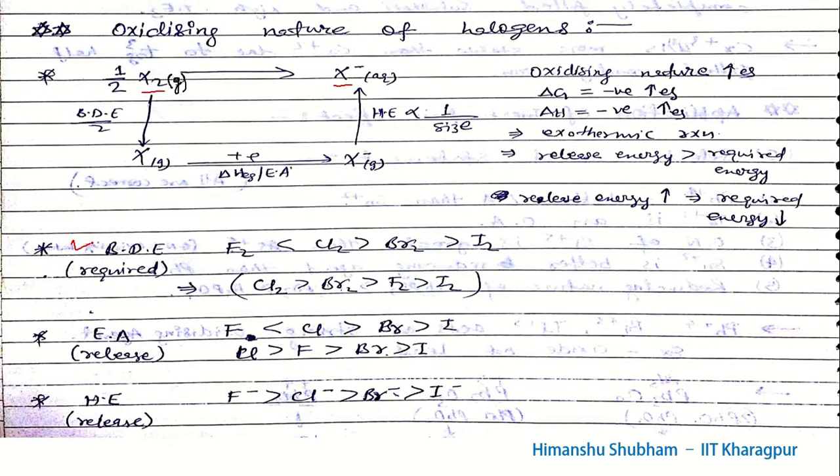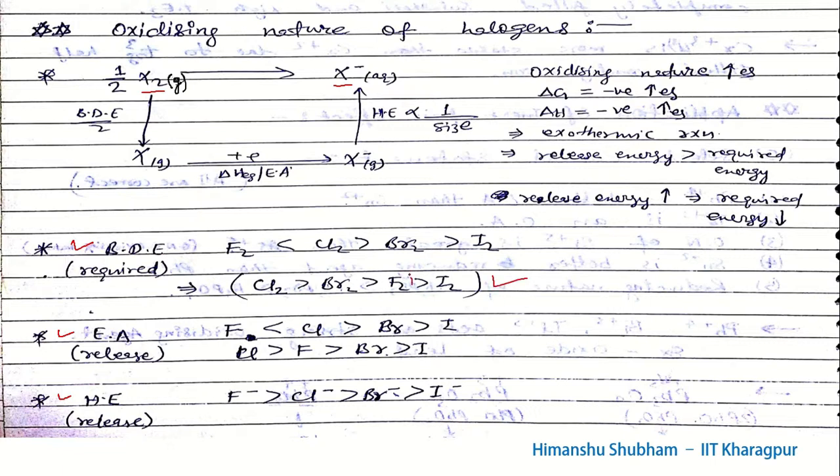The first one is bond dissociation energy, which would be the required energy. Next is electron gain enthalpy, electron affinity basically, which would be a released energy. Next, hydration energy, which would be a released energy again. So we'll have to see the order of various halogens for these three energies, and then we will see in which case the released energy will be greater in order to set the correct order of oxidizing nature of various halogens. So if you look at the bond dissociation energy, then the order comes like this.